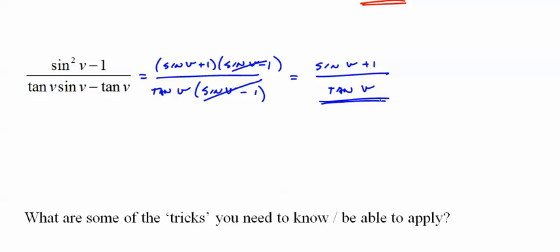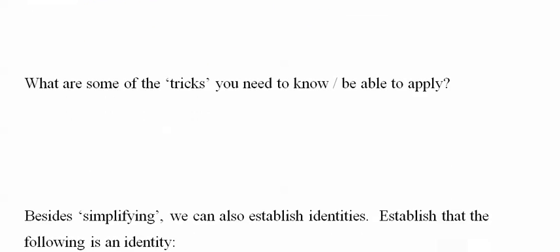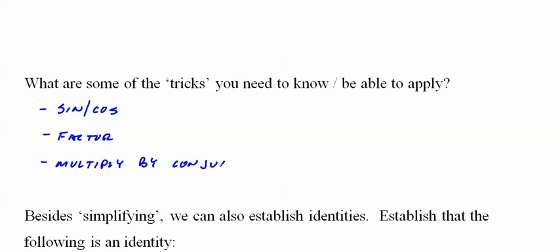So what are some of those tricks that we use there? I already mentioned the sine cosine trick, factoring, multiplying by conjugate, so on and so on and so on.